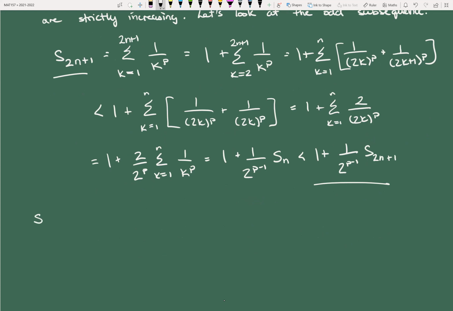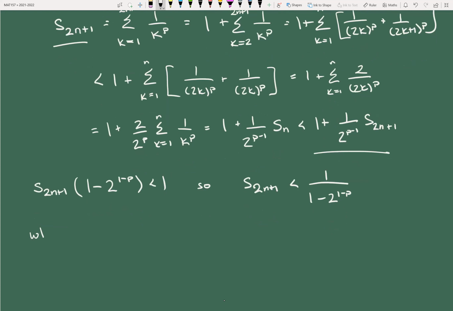So I'm going to get S_{2n+1} times (1 minus, maybe let's just write this as 2 to the 1 minus p, or something) is going to be less than 1. So S_{2n+1} is less than 1 over 1 minus 2 to the 1 minus p, right? And that does not depend on n. So that is actually an upper bound now for my sequence, which upper bounds the odd subsequence, but of course the even sequence is therefore bounded as well.